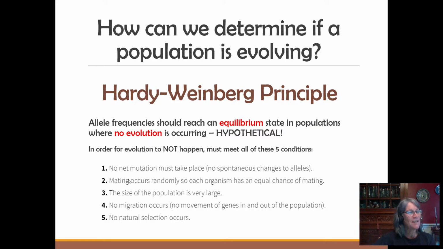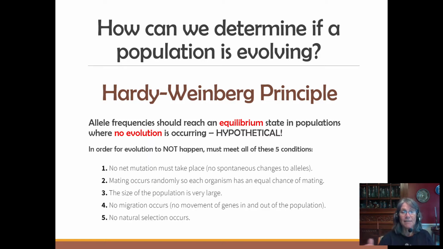No mutations. Mating has to occur randomly. There is no sexual selection. Every individual has to have the same chance of passing on their alleles, and every individual has to pass on their alleles at the same rate as every other individual. The size of the population has to be very large. This is for statistical significance to include all of those alleles.